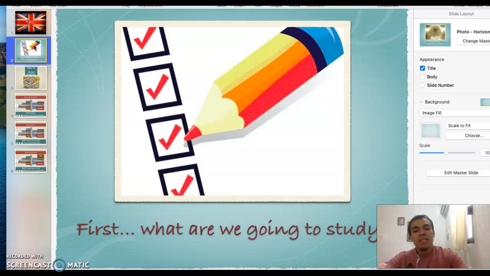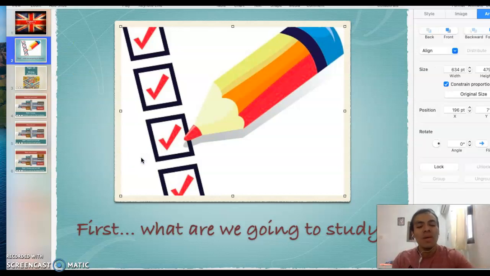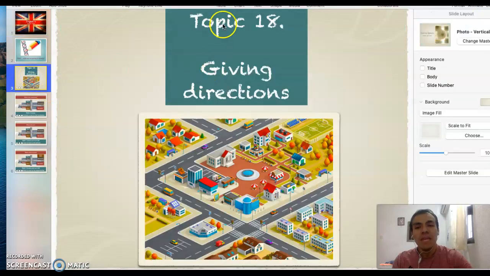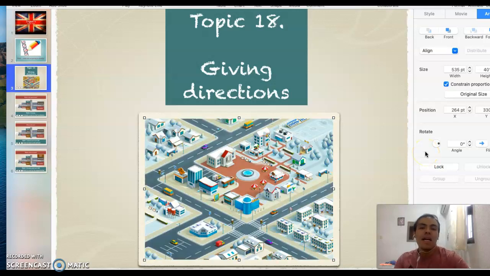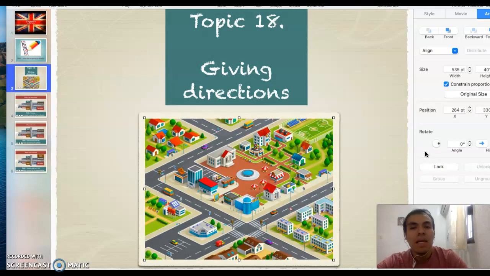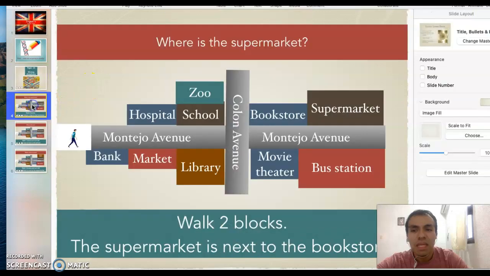And first, what are we going to study? For the topic of today, we have topic 18, and it's giving directions. Topic 18, giving directions. And here we are going to start with this map.